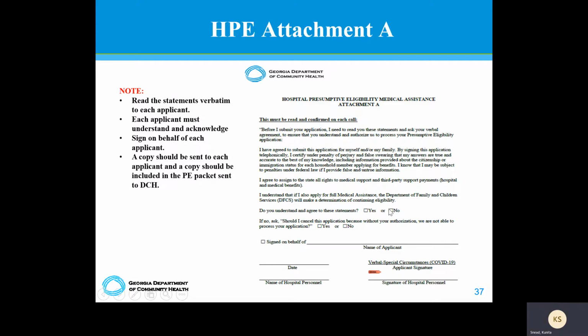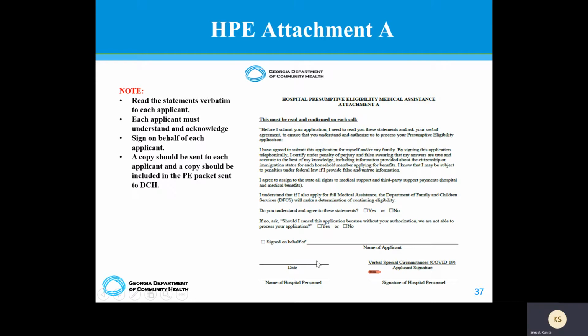If they say no, you're going to check the no for this question, and then you have to ask a second question. You're going to ask, should I cancel this application? Because without your authorization, we are not able to process your application. So at that point, we're giving them a chance: okay, if you don't agree to these, are you sure? Because without your authorization, we cannot go any farther with your application. We're going to have to stop right here. We're not going to be able to process it. So that's giving them a second opportunity before we stop the application process.